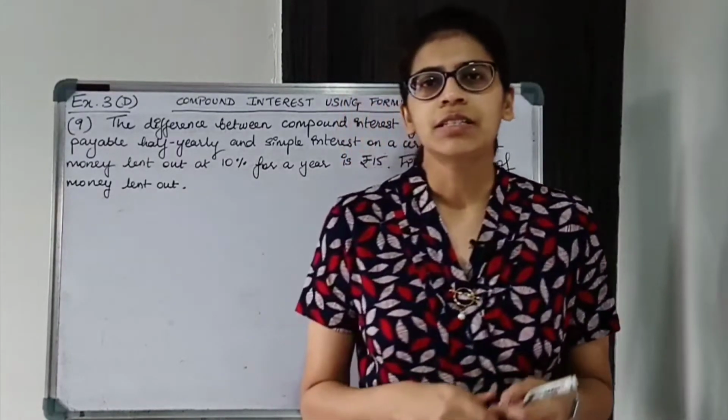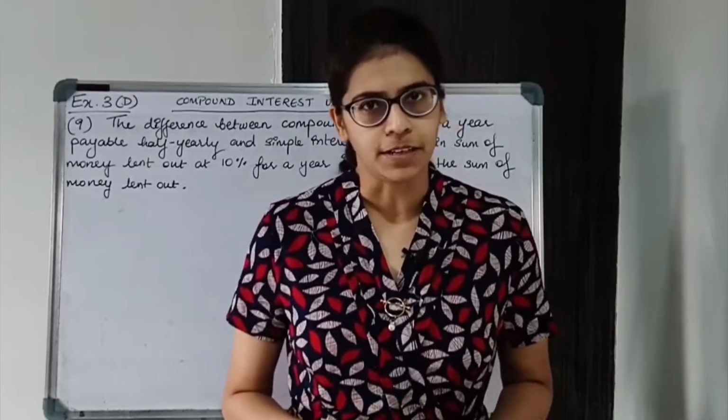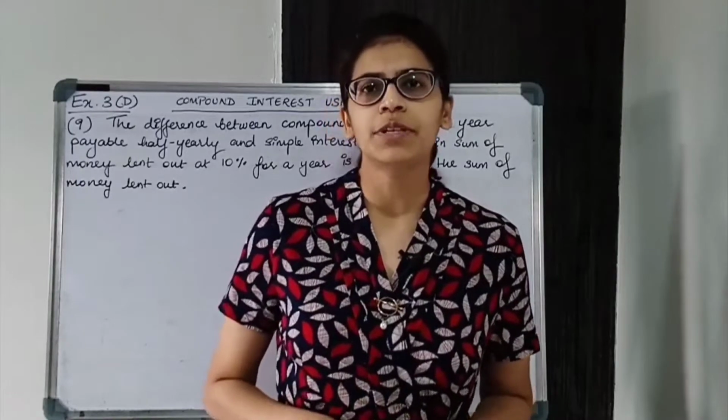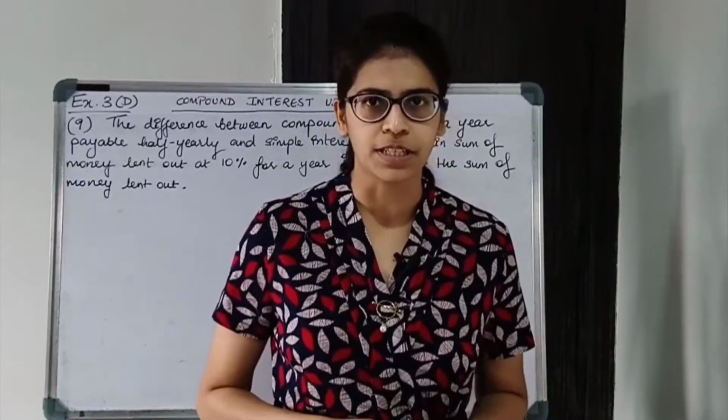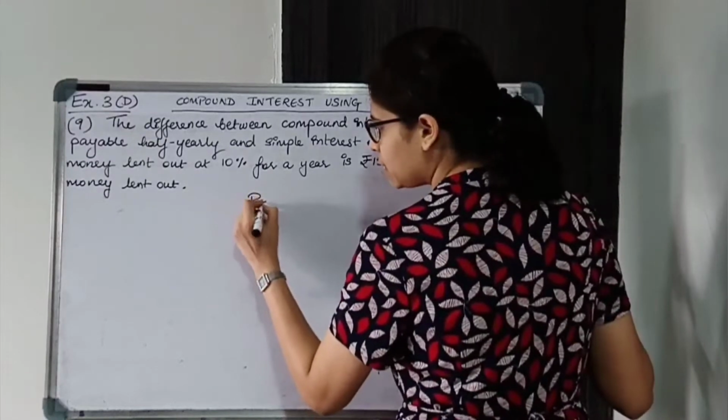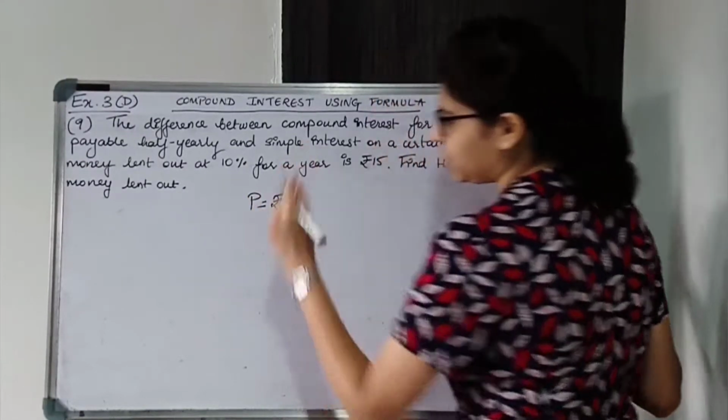Now there is a certain sum of money that we have to find out. Sum of money means principal. So when you don't know the principal, you assume it to be X rupees. Okay, so let's say the principal or the sum of money is X rupees.